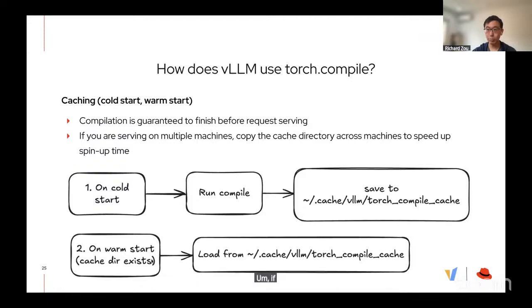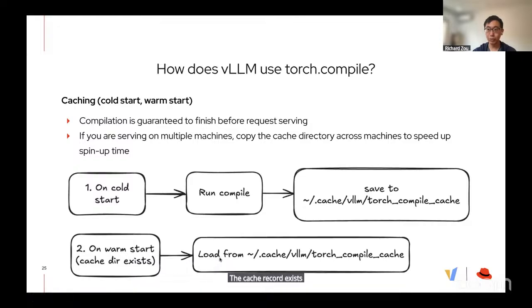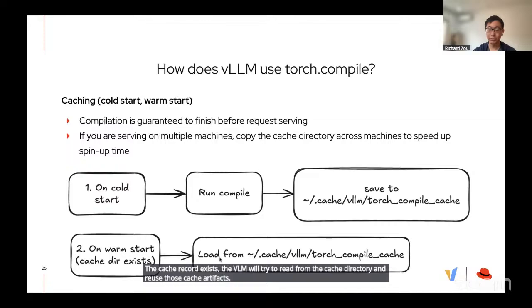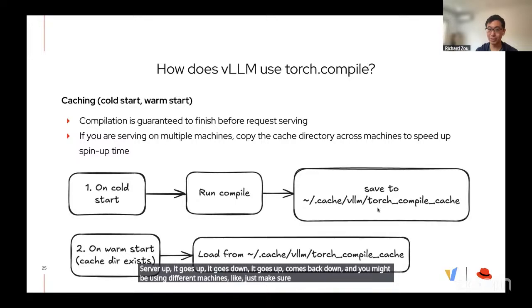If you're spinning up multiple new machines, during cold start, if you copy paste the cache directory over, if the cache directory exists, then vLLM will try to read from the cache directory and reuse those cache artifacts. This is really useful for auto scaling use cases where you get a server up, it goes down, it goes up, comes back down, and you might be using different machines. Just make sure to copy paste the cache directory across the machines.